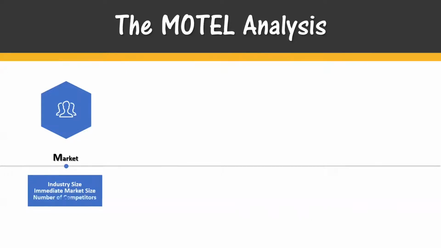The third thing you'll look at for the market portion is the number of competitors. So how many competitors, direct competitors, which are your primary competitors, your secondary competitors, and then your tertiary competitors, how many of those are out there?